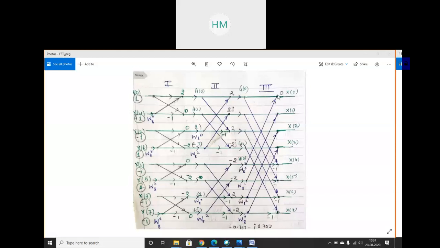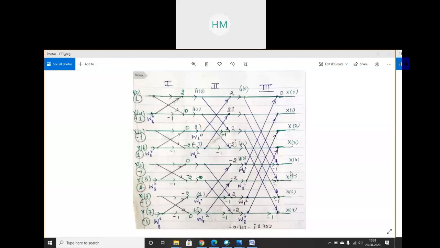Why are we having a 3 stage FFT over here? Because we are having 8 inputs, and to find the number of stages, 2 to the power r is equal to 8. So r will be 3. So it requires 3 stages to compute the DFT of a system. And this is decimation in time, input in bit reversed order, output in order, x0 to x7.